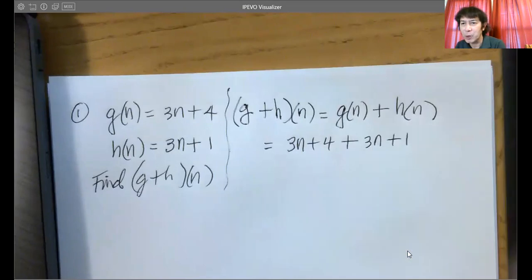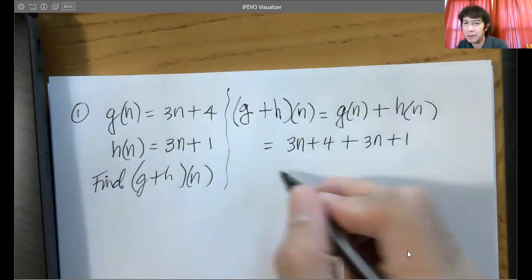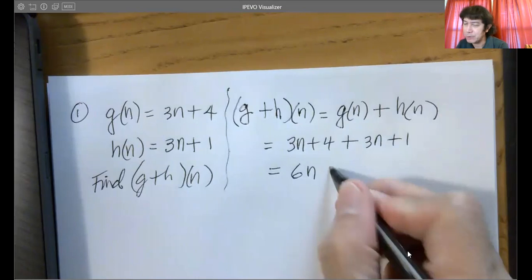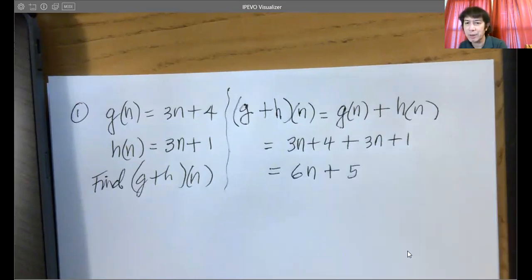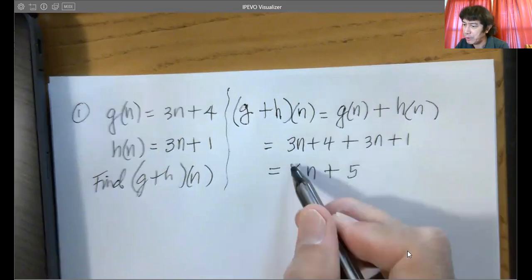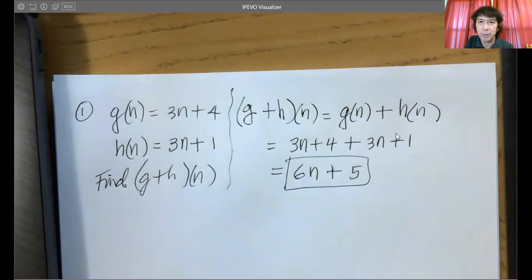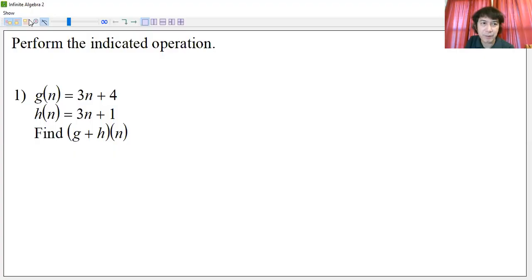And then combining like terms, you have 3N plus 3N, that's 6N. And then 4 plus 1, that's 5. So the final answer is 6N plus 5. This will be our answer. And we shall verify this in the other screen for the problem set, and you shall be able to check on the problem set answer. Okay, let's verify it. There, 6N plus 5 is our answer, and that is also the answer that we obtained.